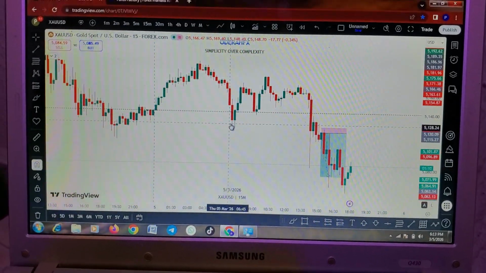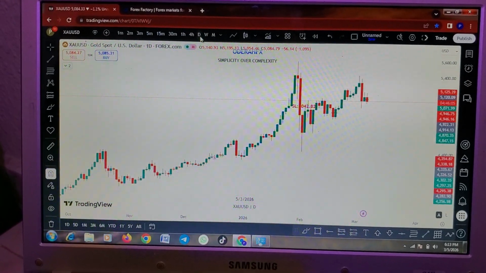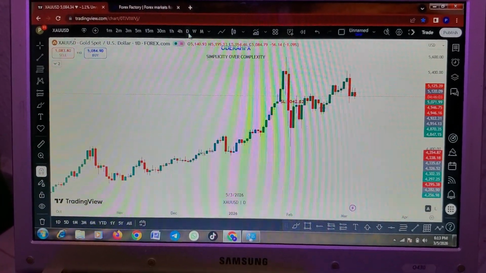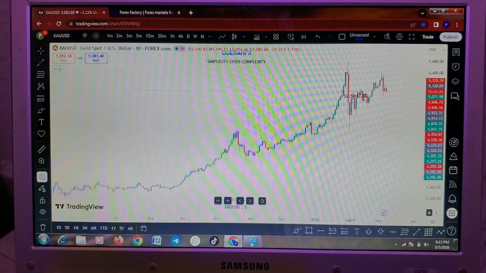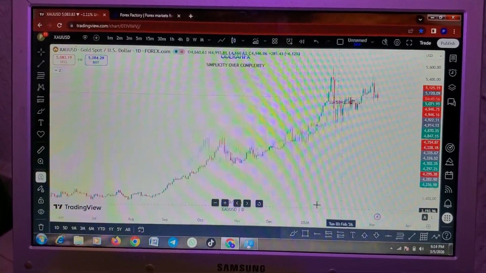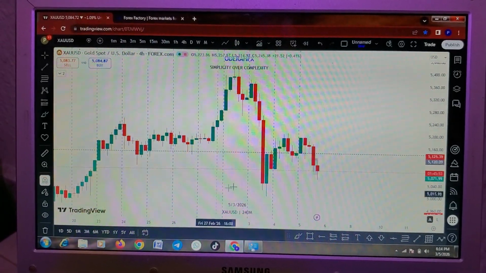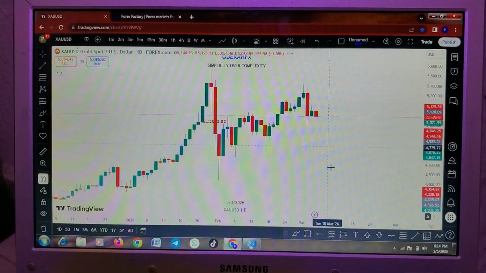Of course, whenever I come to my chart, I love going to the daily time frame or 4-hour time frame. The daily time frame is just to view the market by shrinking your chart to know the trend. The 4-hour time frame is the same thing, to check your main trend. So on the daily time frame, see what I saw, guys.